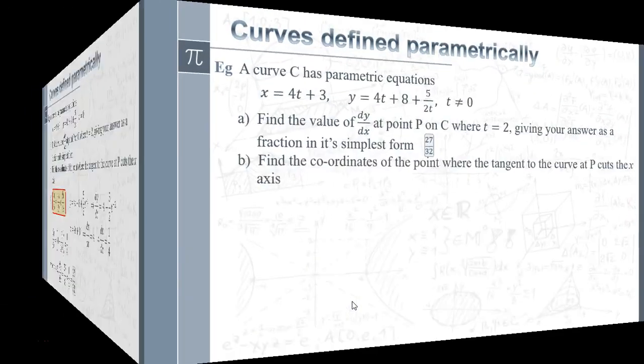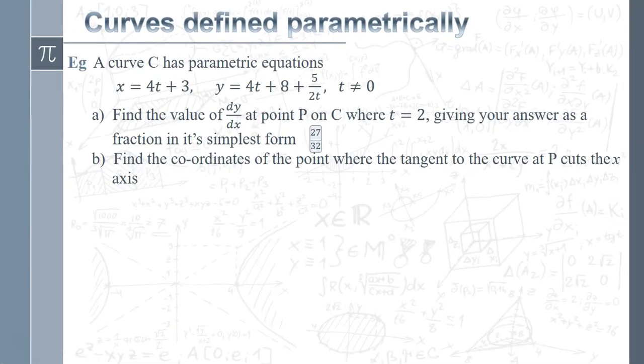And so on we go to part B. Part B says, find the coordinates of the point where the tangent to the curve at P cuts the x-axis. So I need the tangent to the curve at P where t equals 2. I've already got the gradient from part A, so I just need the x and the y coordinate. They're clearly going to come from my definitions up here. So when t equals 2, x is 11, coming from that one. And when t equals 2, coming from this one over here, y, as it turns out, is 69 over 4.